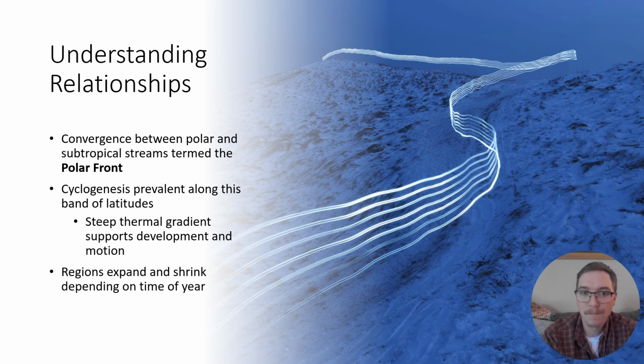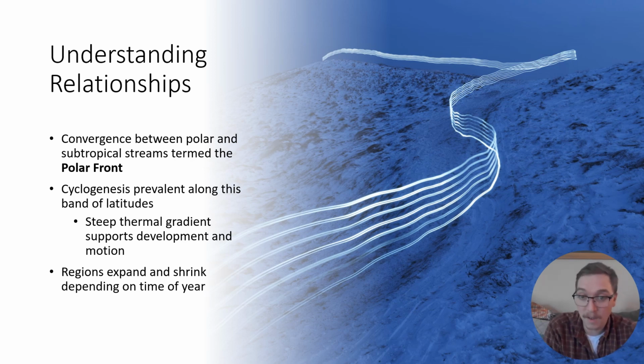Because of the steep thermal gradient going from south of the polar front to north of the polar front, if we're using the northern hemisphere, for example, that steep polar gradient allows and really supports the development of cyclogenesis, the development of these mid-latitude cyclones. And that's what really brings most of the weather that we experience during the colder months.